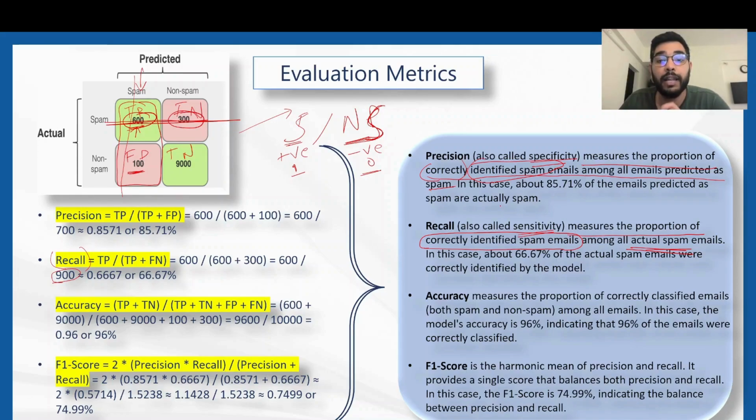Of those which were correctly identified as spam, that is the true positive, that is 600, that is our numerator, is the recall, the percentage we get it as 66.67%.